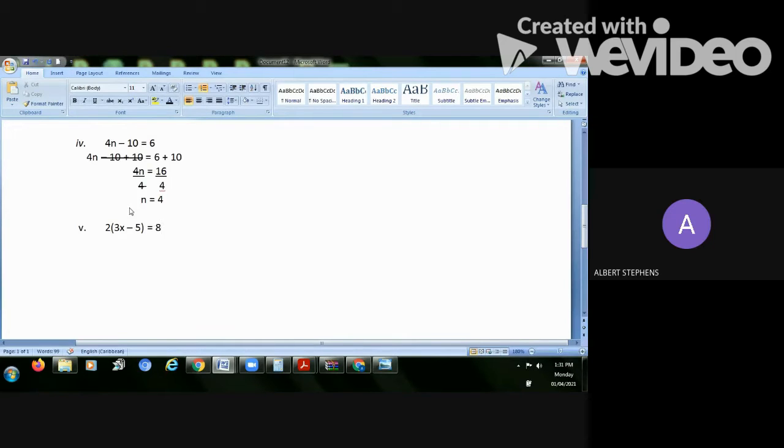All right, what do you notice? This equation contains what? Brackets. Which law are we going to use to solve this? Distributive. Distributive, right. When you have brackets, we use the distributive law.